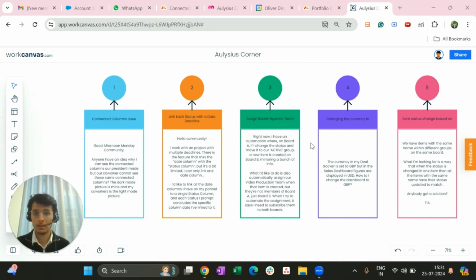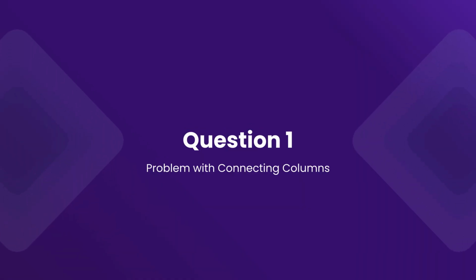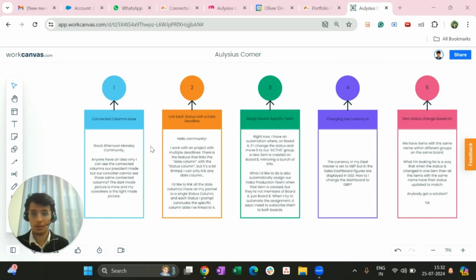Now let's look at the issues which we have selected for this week and let's deep dive into it. First, let's have a look at issue number 1. Good afternoon, Monday community. Does anyone have any idea why I can see the connected columns as precedent made, but our coworker cannot see the same connected columns?